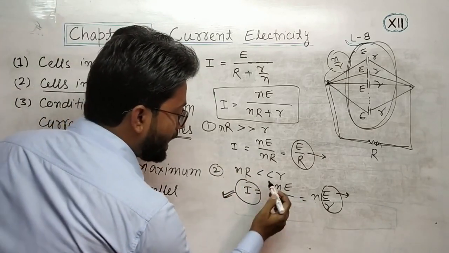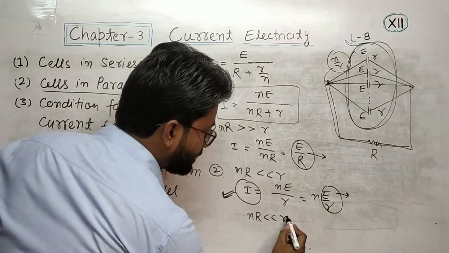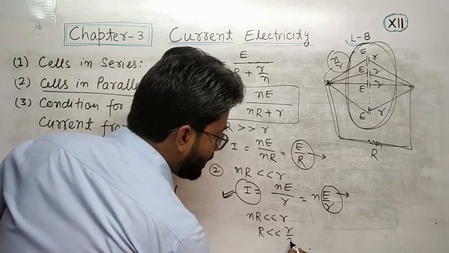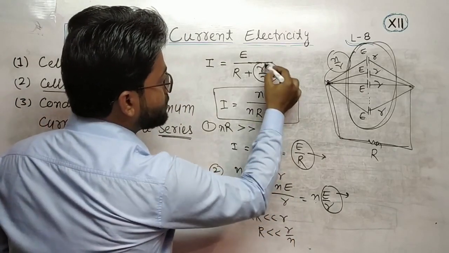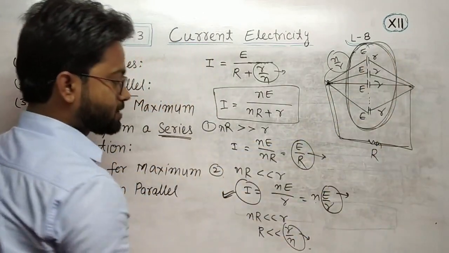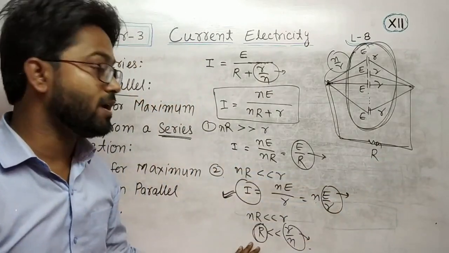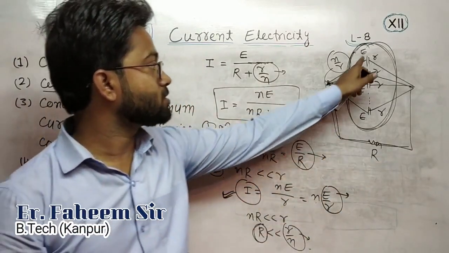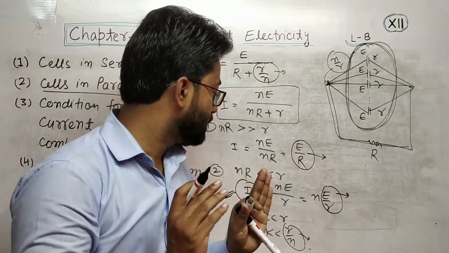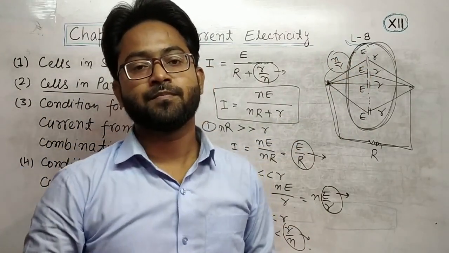So the current drawn in this condition is maximum when R is very much less than r by n, and r by n is the equivalent resistance of all the cells. Then we can write that if the external resistance R is very much smaller than the equivalent resistance of all the cells, then the current drawn from the combination of all the cells will be maximum. Okay, thank you.